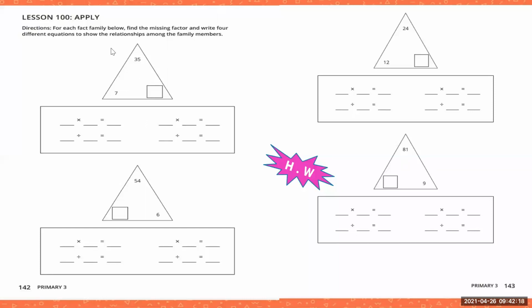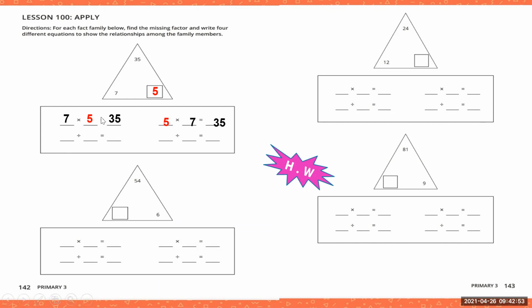Okay, I have here 35, my dear, and here 7. 7 times what will give me 35? 5. Yes, excellent, great, my dear. 7 times 5 will give me 35. And 5 times 7 will give me 35.